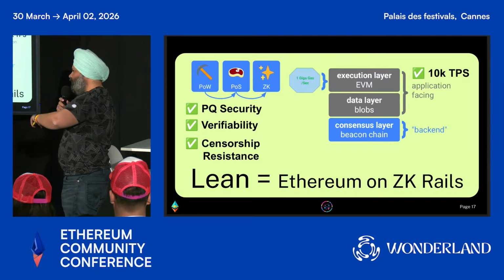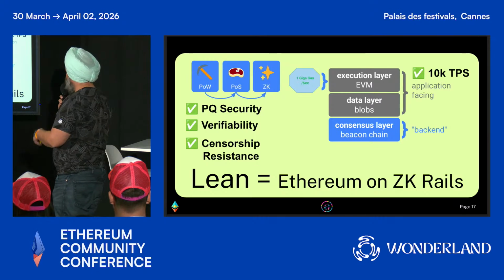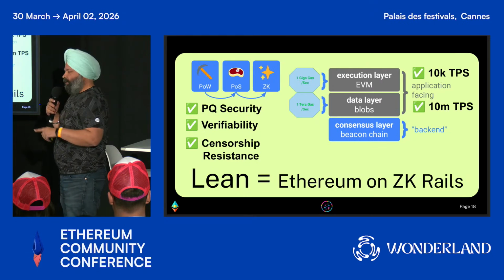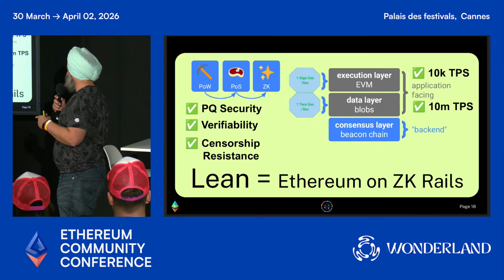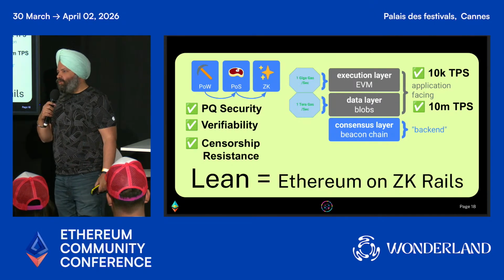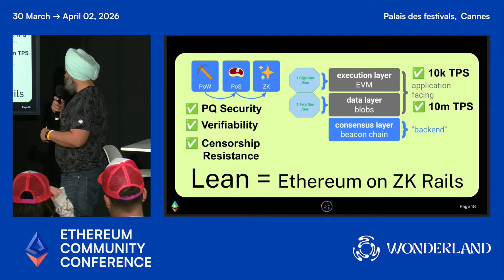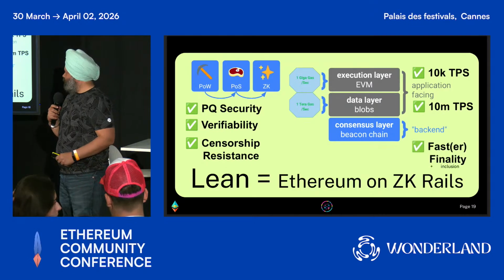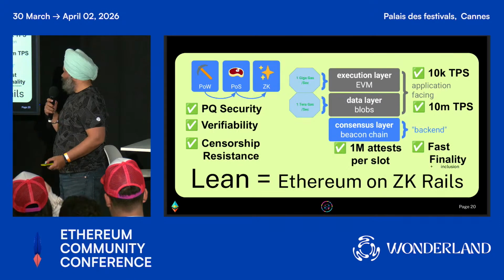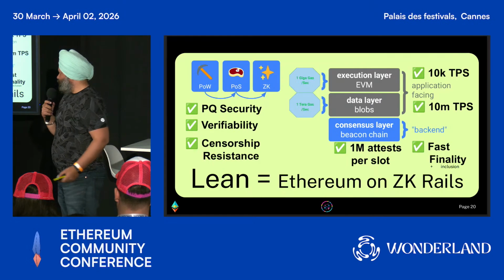Now, what do we want to do on top? We want to be the internet's settlement layer. For that, we need 10K transactions per second on the execution layer itself. And we want 10 million transactions per second in the entire L2 ecosystem. That basically corresponds to 1 gigagas per second on the execution layer and 1 teragas per second on the data layer. And we want faster finality and inclusion. And on the consensus layer, we want 1 million attestations per slot.